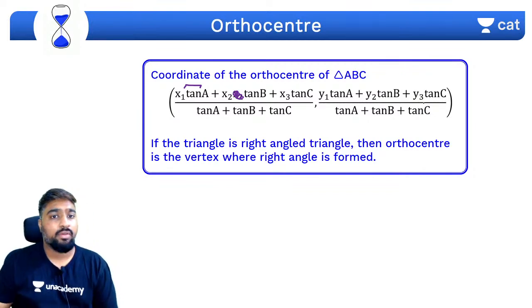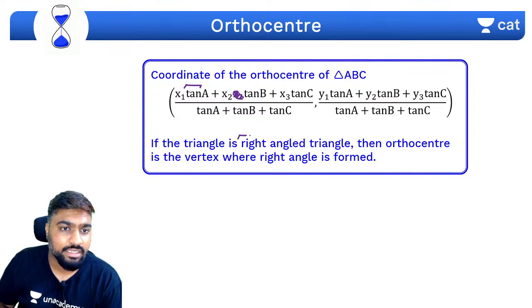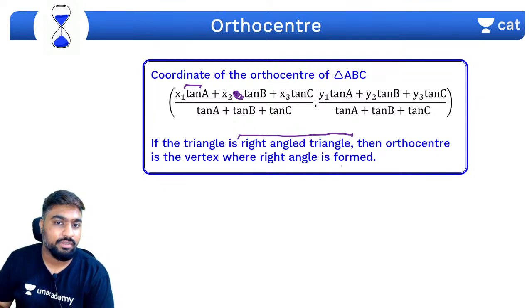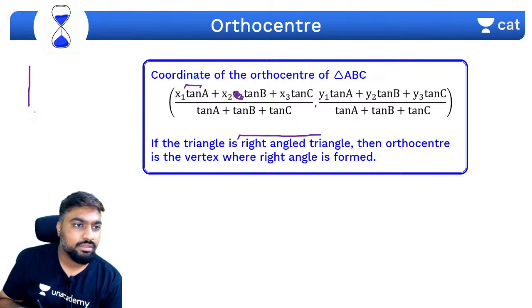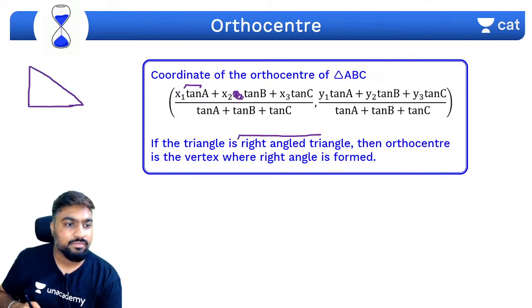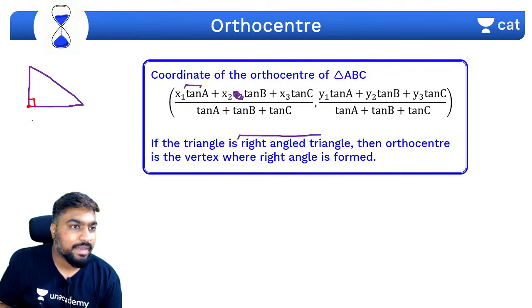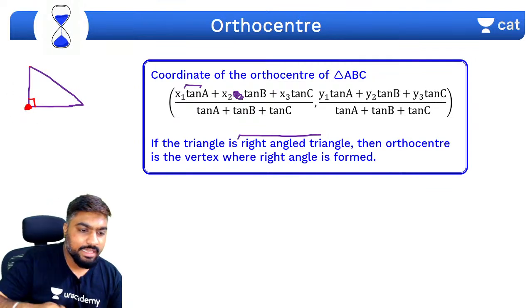Now if the triangle is a right angle triangle, then the orthocentre is the vertex where the right angle is formed. So where does the orthocentre form? For a right angle triangle, this becomes your orthocentre, because if there is 90 degrees here, then here is the orthocentre. This part becomes one quadrant, this whole thing is one quadrant, right? So this is where your orthocentre lies. Understood? Cool guys, say yes if you understood this.